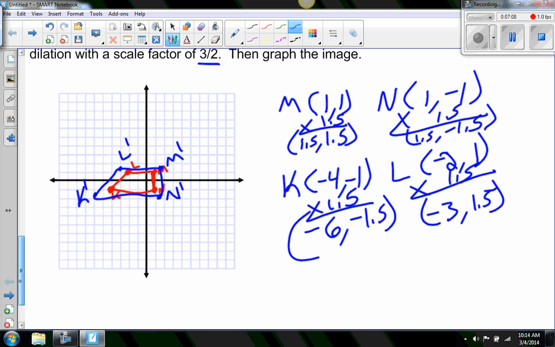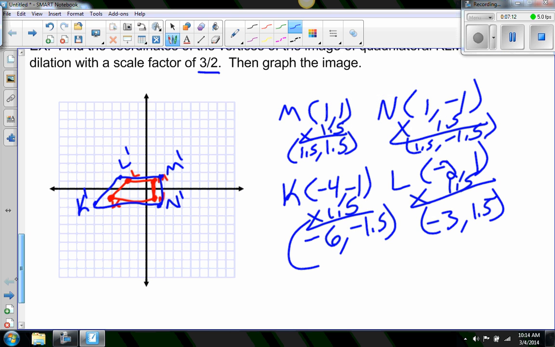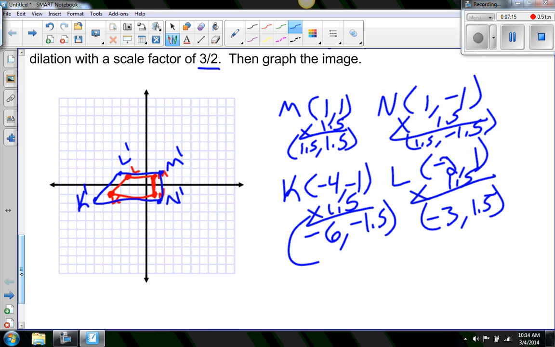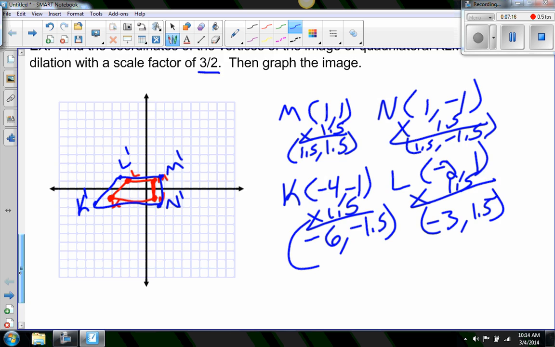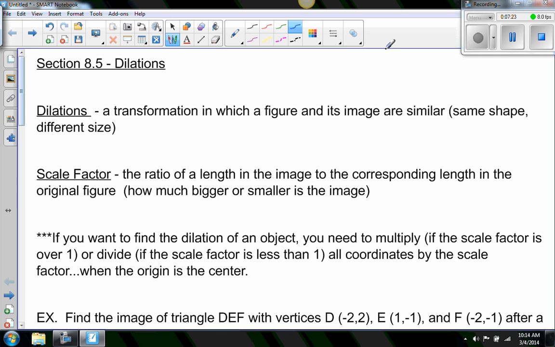So there's two different ways. When they talk about the origin being the center, you have to take each point and do something to it. And when they talk about a point being the center, you have to leave that point where it starts and just move the other ones. So bring that knowledge with you, and we will talk about it more tomorrow.